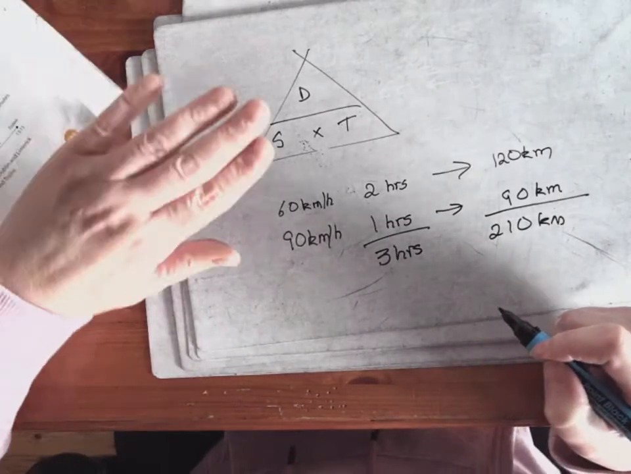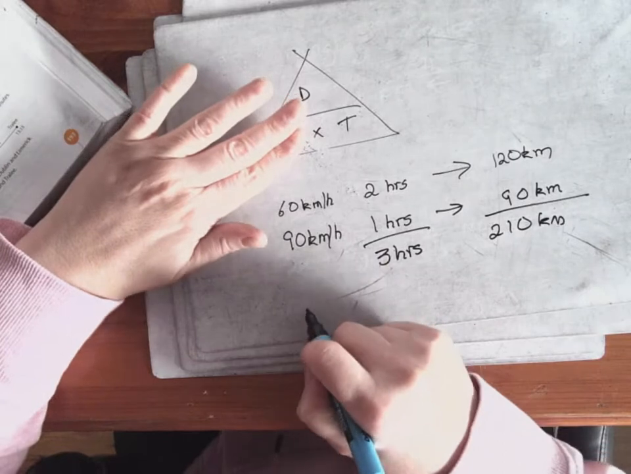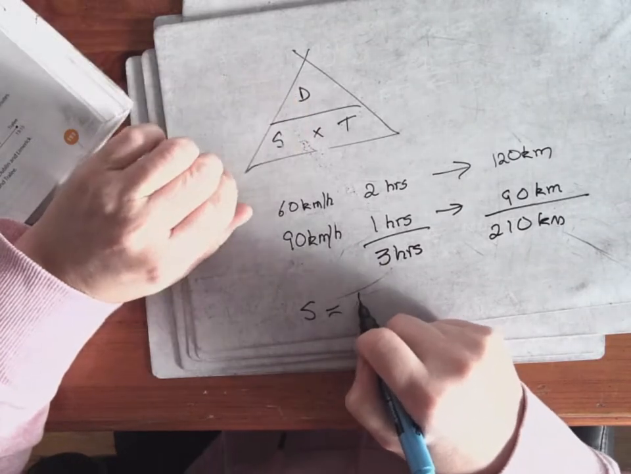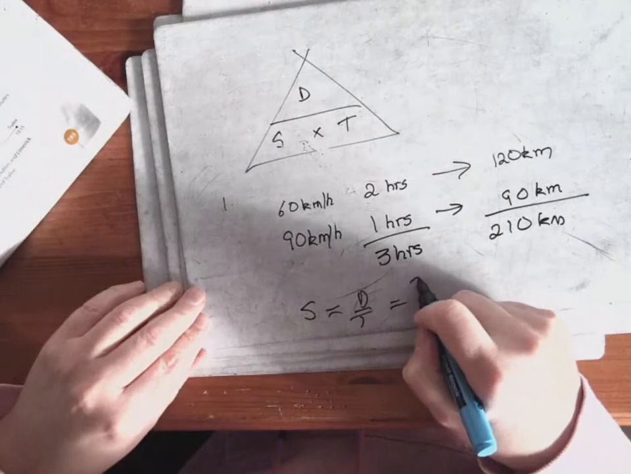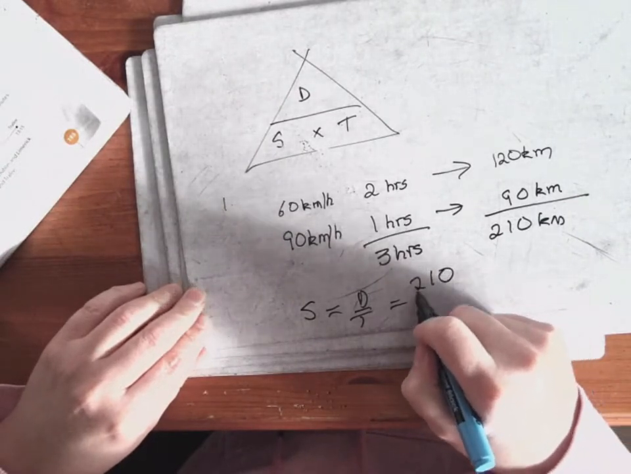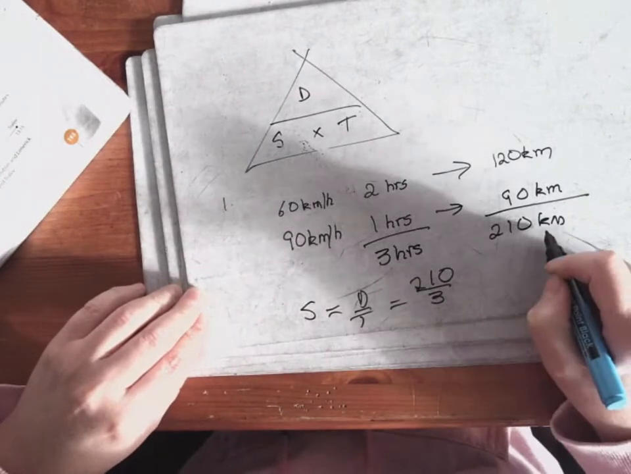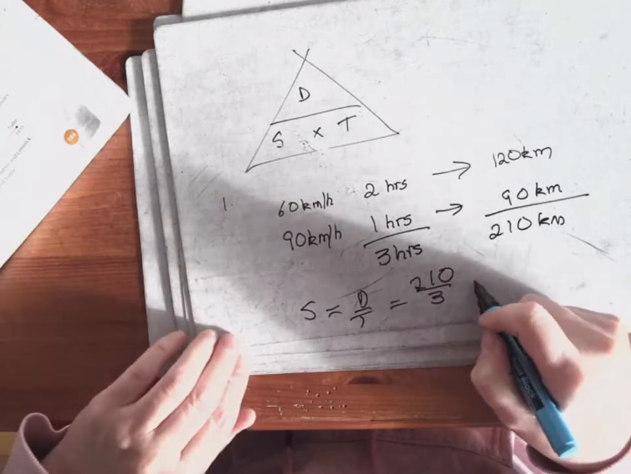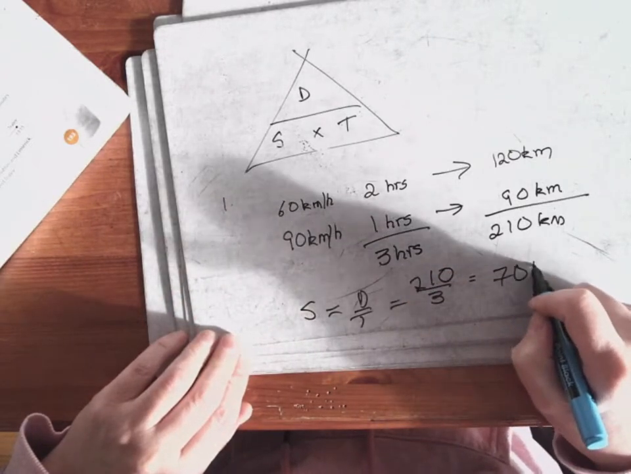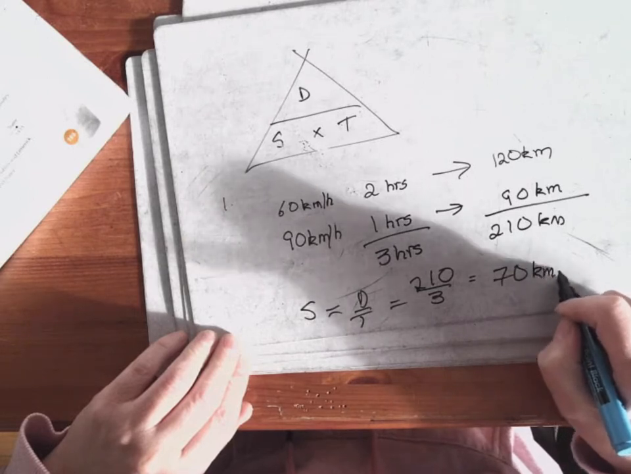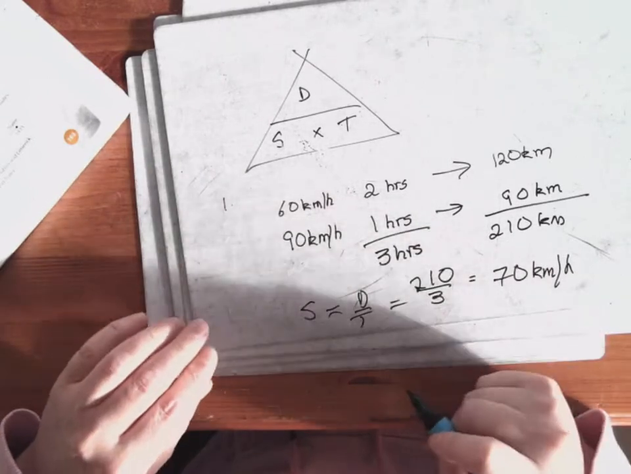So up to that silly triangle, you're looking for speed. So speed is equal to distance over time. The distance is 210 and the time is 3, and this is in kilometers and that's in hours. 210 divided by 3 is 70 kilometers per hour. Okay, number 1.